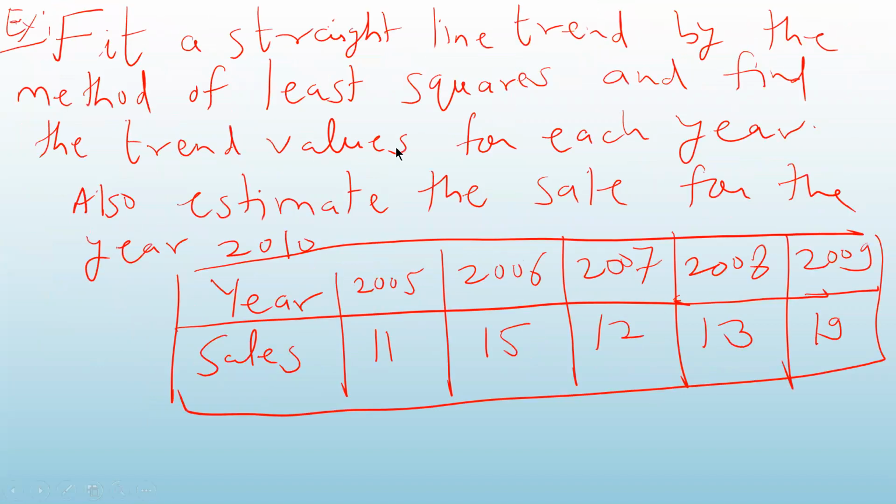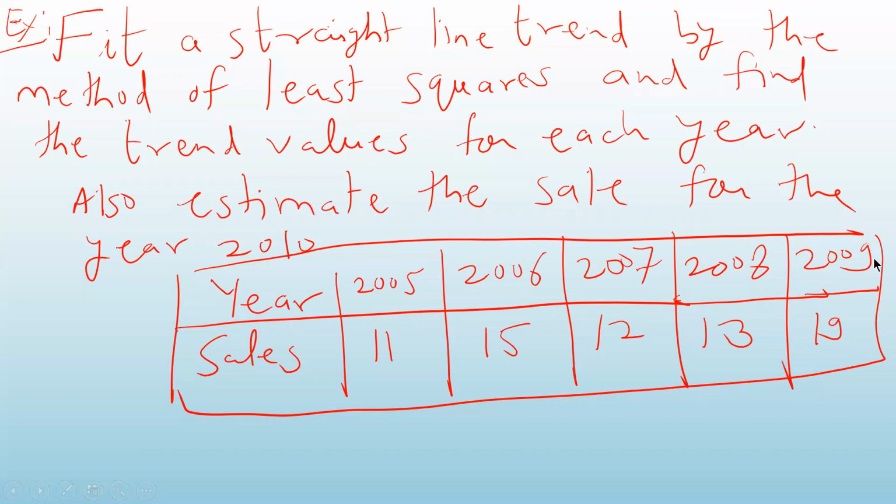Now what else do we have to do? Look at the question. Find the trend value for each year. Also estimate the sale for the year 2010. How much will the sale be in 2010? That you have to forecast, estimate, for the future. Okay, you are given the figures only up to 2009.